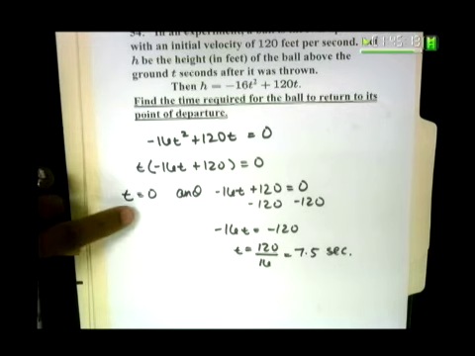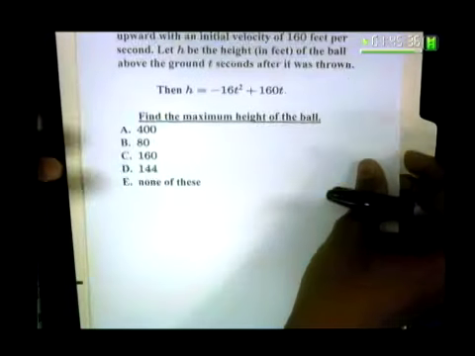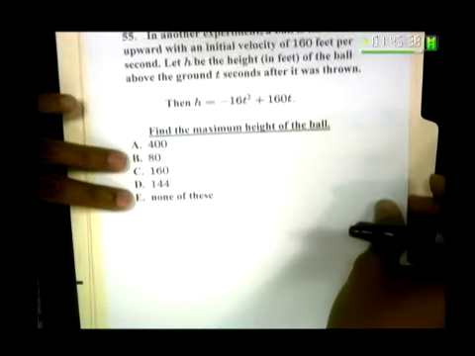So, we wouldn't put t equals 0, right, because that's the starting point. t equals 0 means after 0 seconds. So after 0 seconds, then after 7.5 seconds, it gets back to wherever it started off from. Okay? All right? Then the second question that is dealing with this equation, number 55.